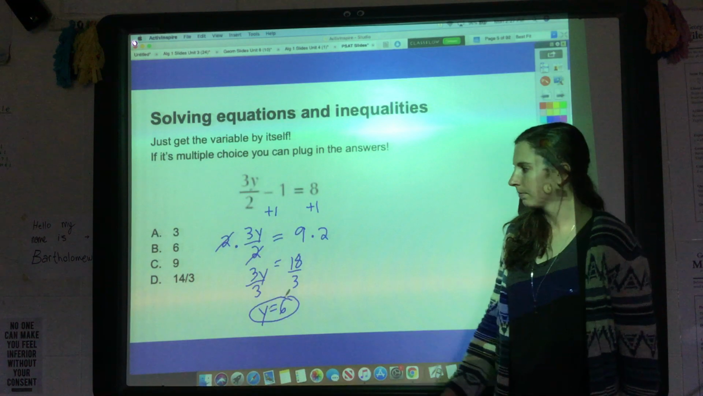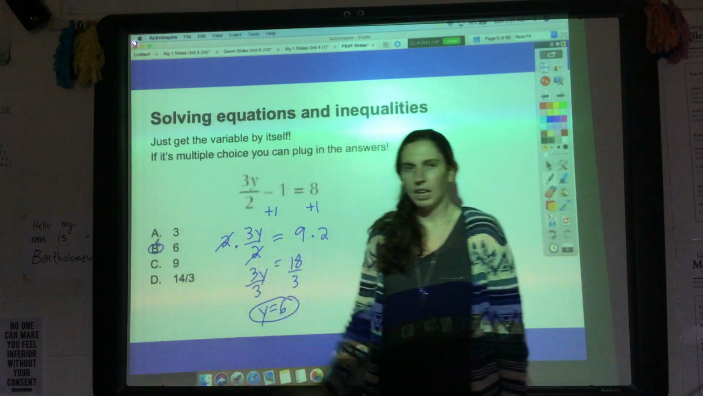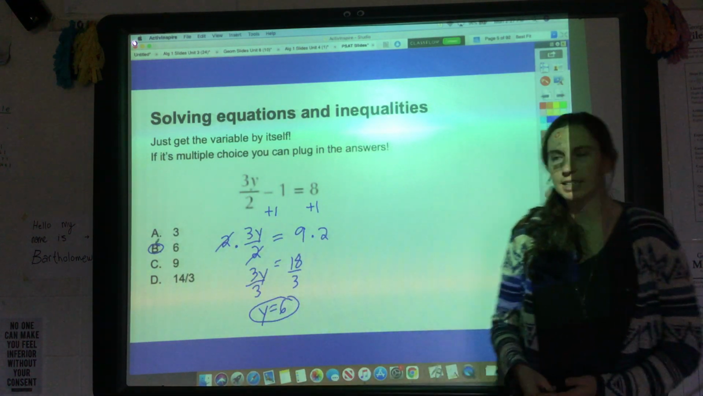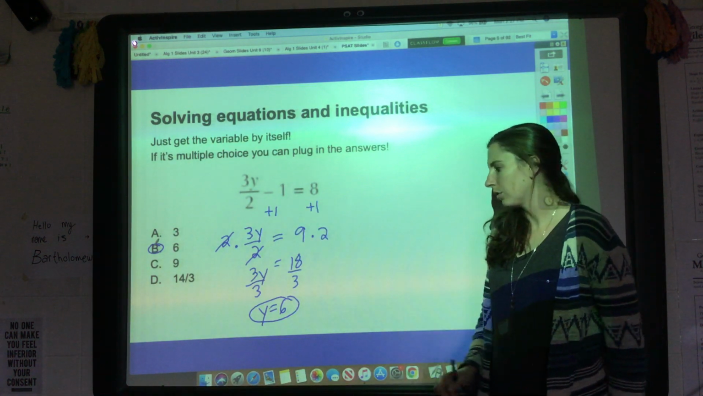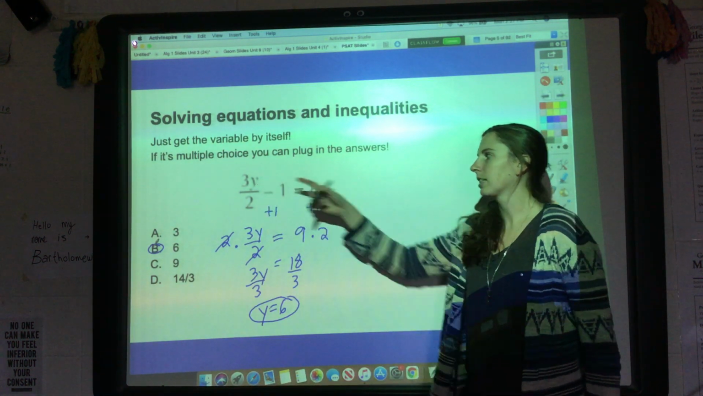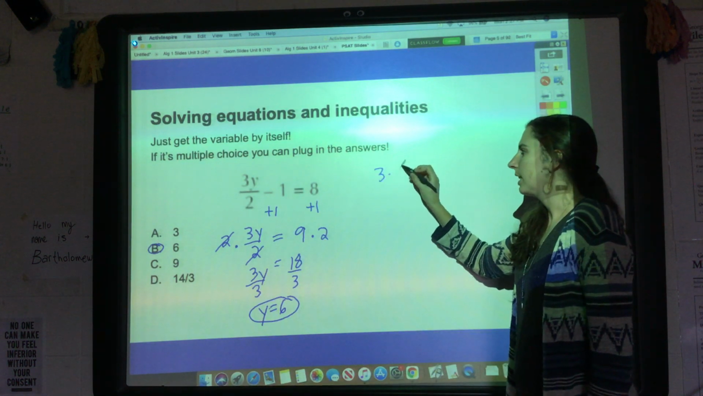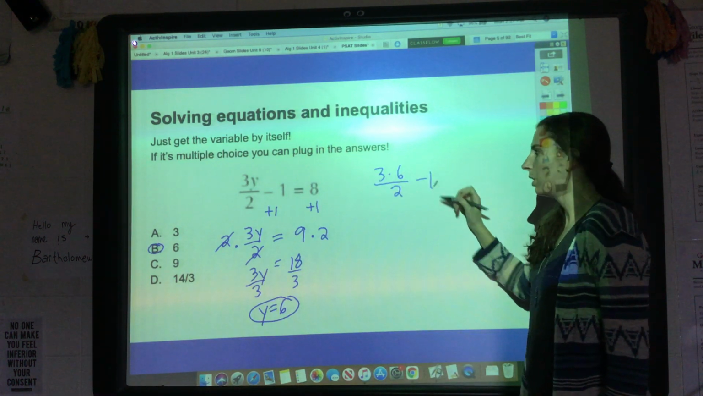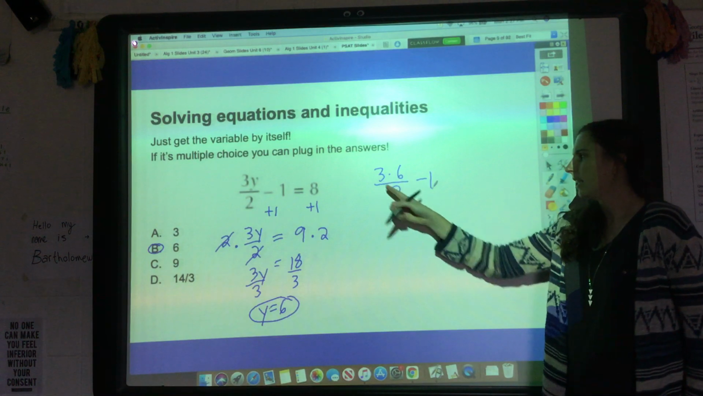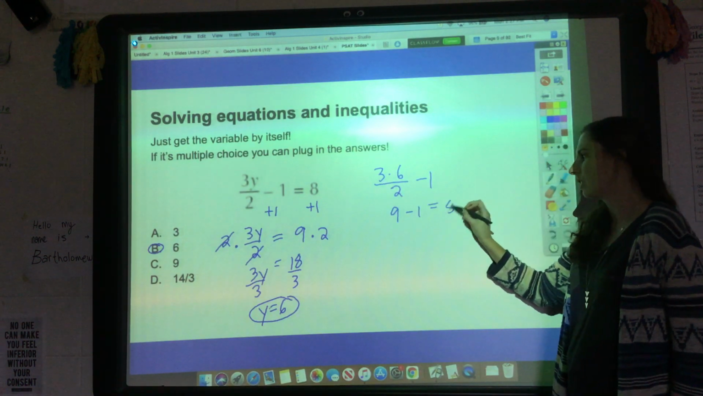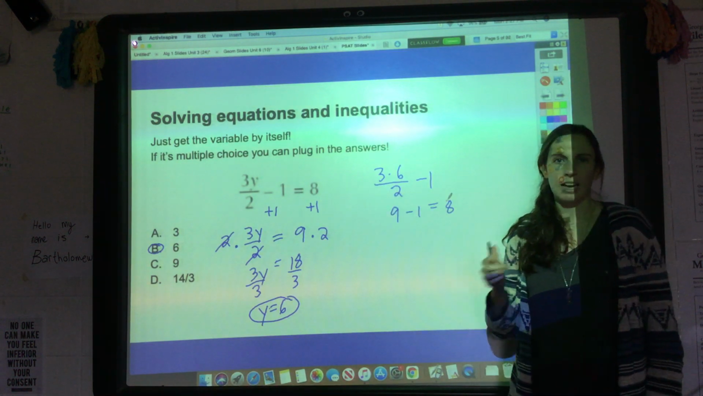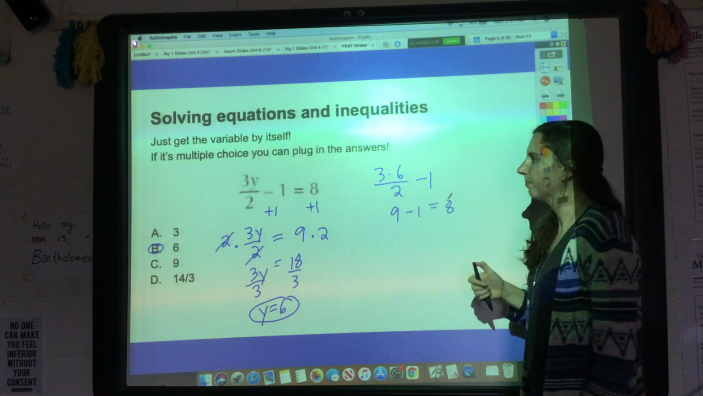That's my answer, B. If you end up having extra time at the end of the test, you should go back, plug in your answers, and make sure they work. So for example, if I take 6 and put it in for y, does 3 times 6 divided by 2 minus 1, that's 18, divided by 2 is 9, minus 1, which actually is 8, so it worked, and so that's good. I know I got it right.